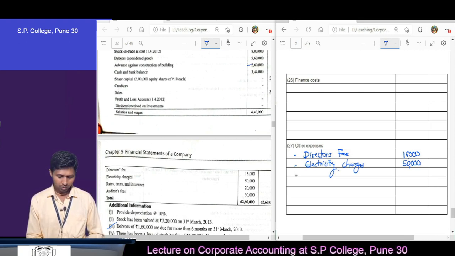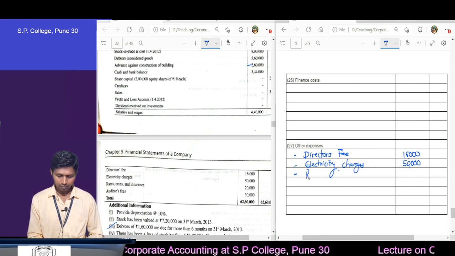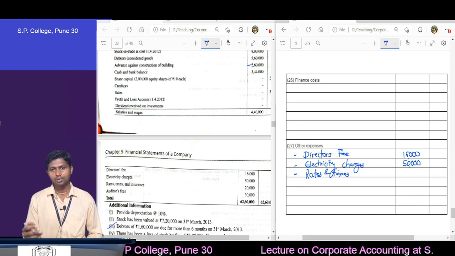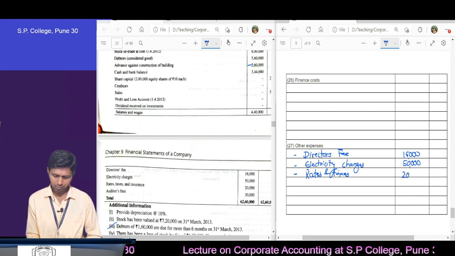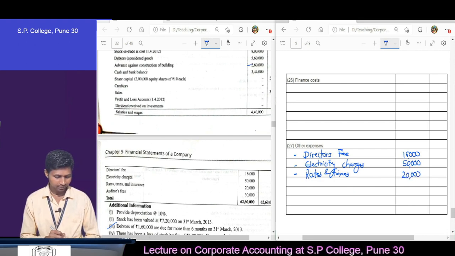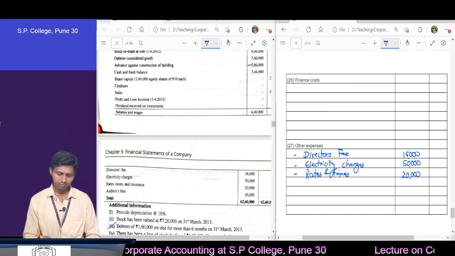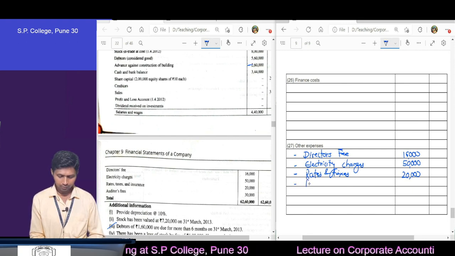If you cannot write directly, then step by step try to write it. Then we have rates, my dear students, rates and taxes. No particular category for this also. Therefore obviously in other expenses, simple. Rates and taxes, 20,000 rupees. Rate is given first, therefore rates and taxes we have written in other expenses. Then auditor's fee.